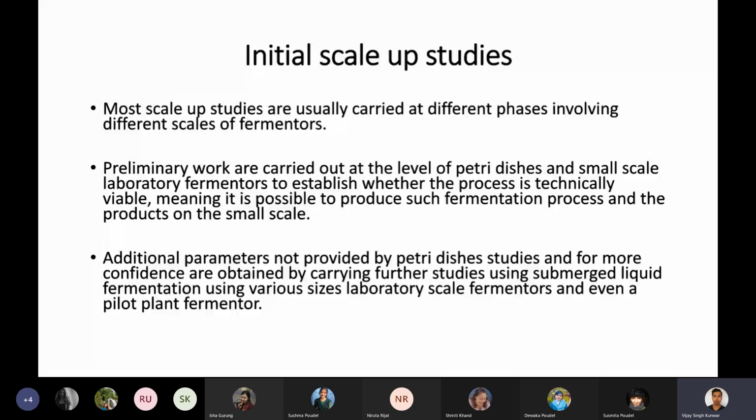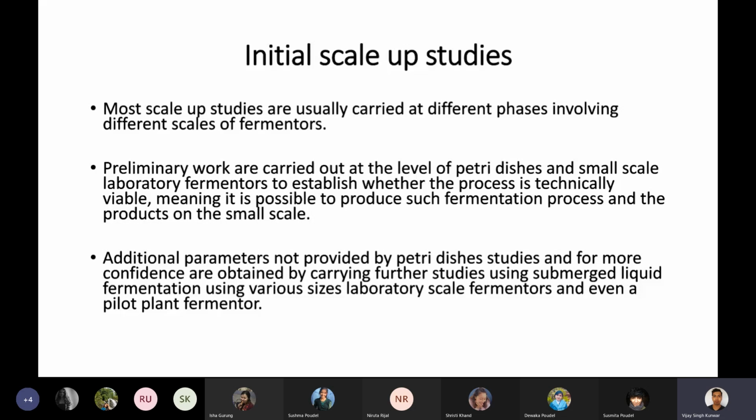Preliminary work is carried out at different levels of petri plate and small scale laboratory fermenters to establish whether the process is technically viable, meaning it is possible to produce such fermentation process and the products on the small scale. Small scale, laboratory scale, you have to confirm your idea is actually viable or not. If it is not viable at lab scale, it won't be viable at the industrial scale. No need to go to all that trouble. You just stop at that process.